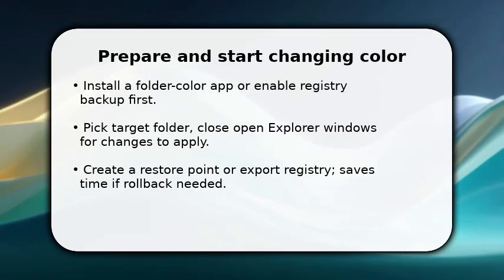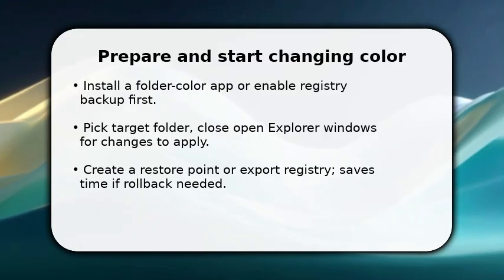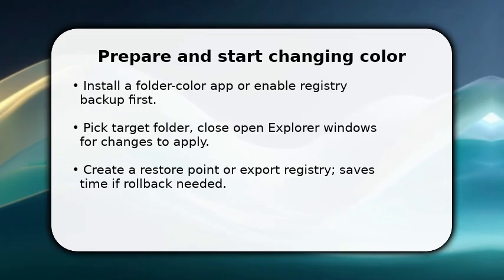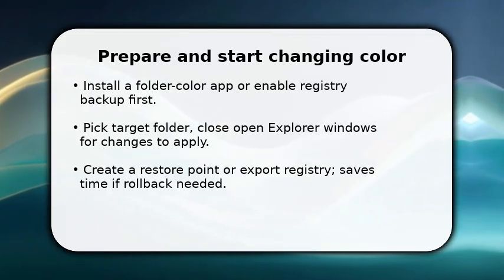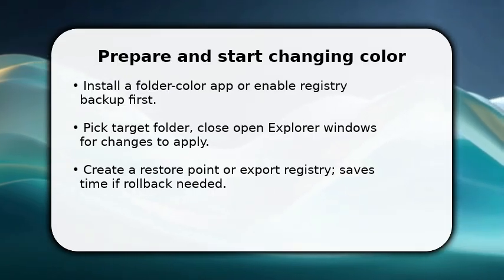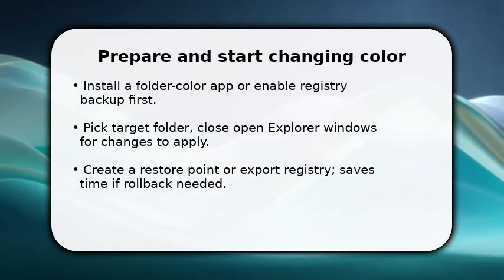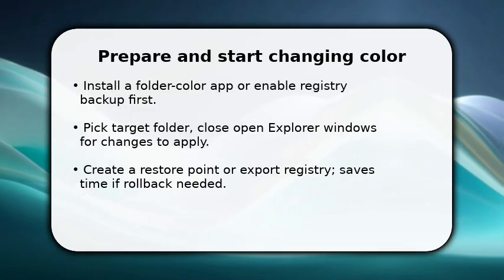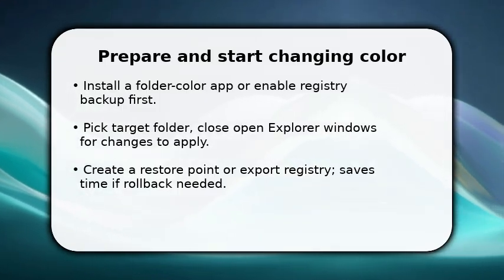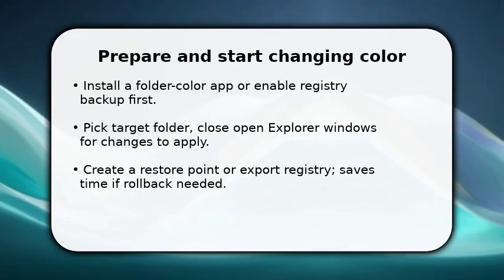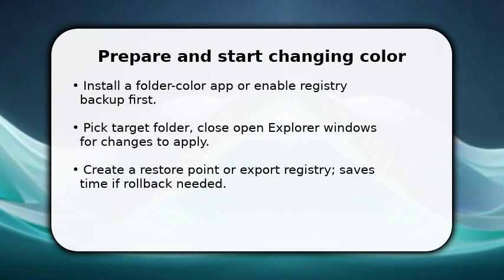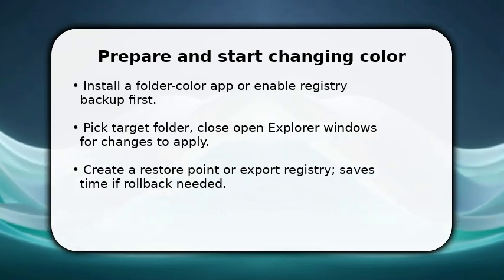You will begin by installing a small folder color tool or preparing the registry change manually. This gives you options. Once installed, run the app as administrator or open Registry Editor and backup HKEY_CURRENT_USER. Make sure the folder you want to change is closed in Explorer so icons refresh cleanly. You do this because apps or registry edits need elevated rights and a clean Explorer state to write color metadata without conflicts or cached thumbnails.